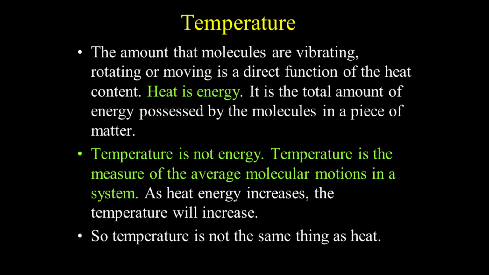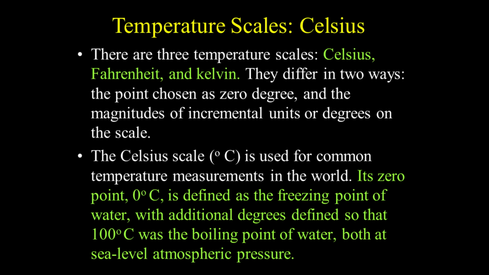Temperature can be defined as the degree of intensity of hotness or coldness. A hot body becomes cooler, and a cold body becomes warmer, as long as heat is flowing from one to the other. The hot body has a greater ability to give up heat, and therefore has a higher temperature. There are 3 temperature scales: Celsius, Fahrenheit, and Kelvin. Temperature scales differ in 2 ways: the point chosen as 0 degrees, and the magnitudes of incremental units or degrees on the scale.